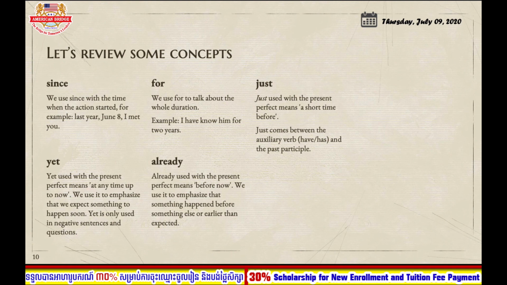Okay. So everyone, these are the important concepts of present perfect tense that you need to know. All these are the prepositions and adverbs that you can use in order to emphasize a specific time and specific action.